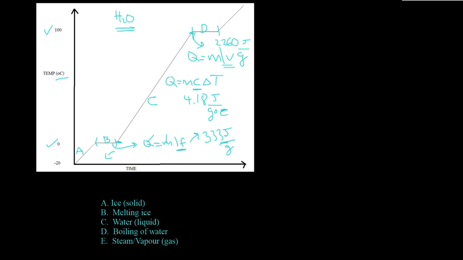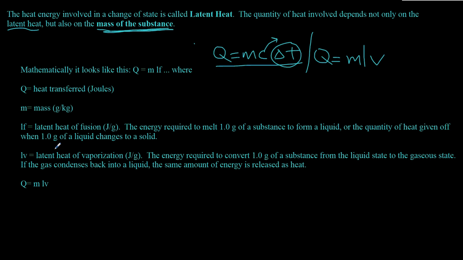Okay, I'm just going to flip back to the slide, and there are some nice definitions here you can look at. There's your latent heat of fusion, joules per gram. I talked to you about that. Mass can be represented as either grams or kilograms. Q is your heat transferred in joules. LF is the energy required to melt 1 gram of a substance to form a liquid, or the quantity of heat given off when 1 gram of a liquid changes to a solid. We talked about that. LV, same idea, except you're talking about water changing to a gas.